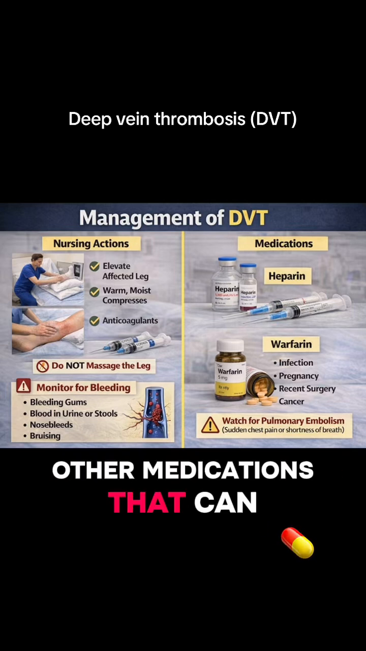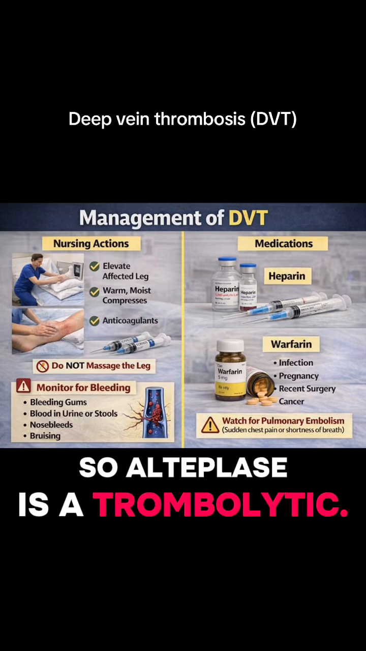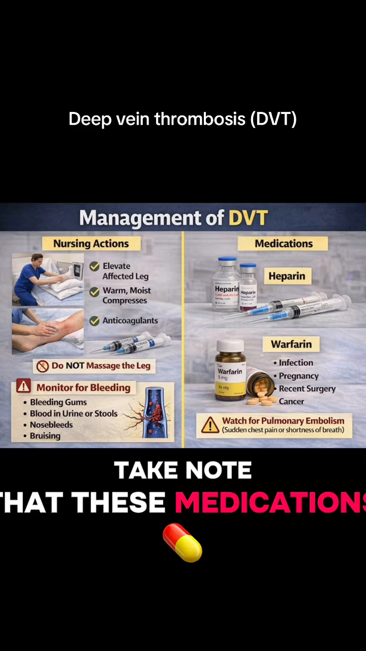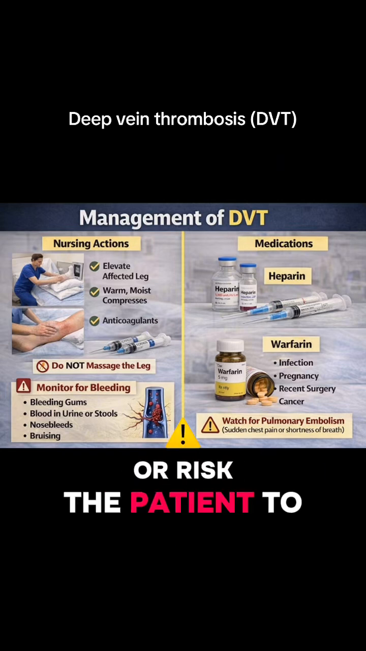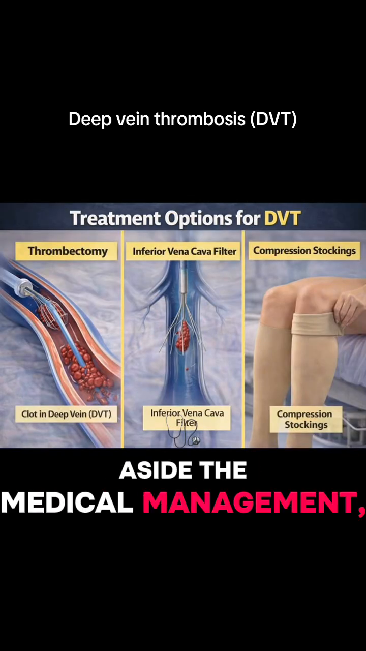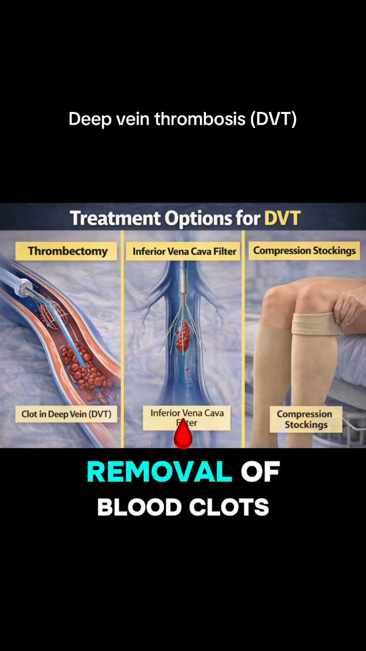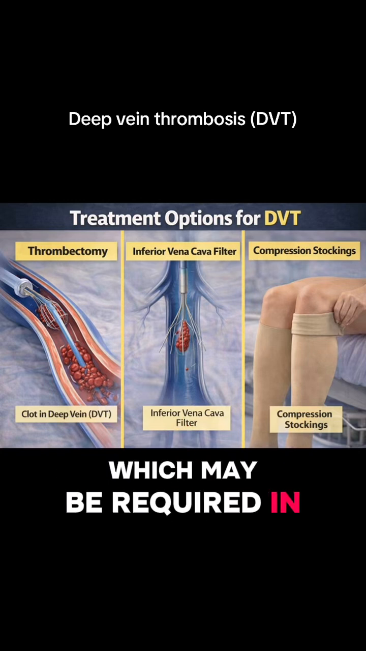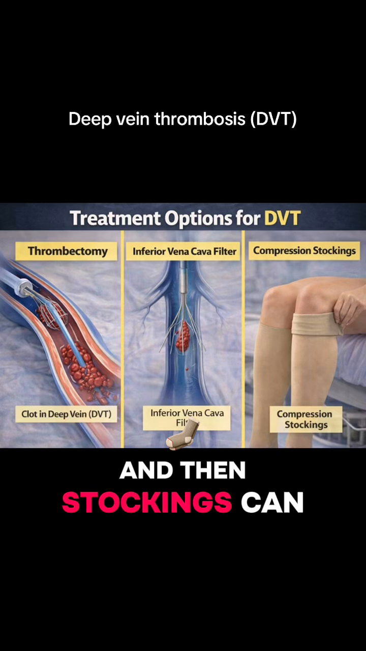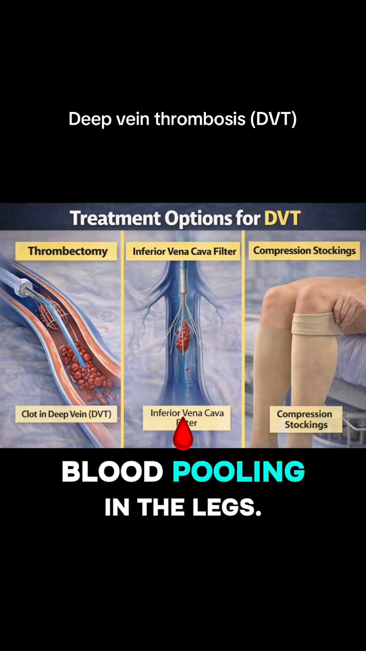Other medications that can be prescribed include alteplase. Alteplase is a thrombolytic, so it can be given to break down clots. Take note that these medications put the patient at risk of bleeding, so they are not usually prescribed. Aside from the medical management, other procedures that can be done include thrombectomy, which is the removal of blood clots and may be required in some cases. An inferior vena cava filter can also be placed, and then stockings can also be prescribed for the patient in order to prevent blood pooling in the legs.